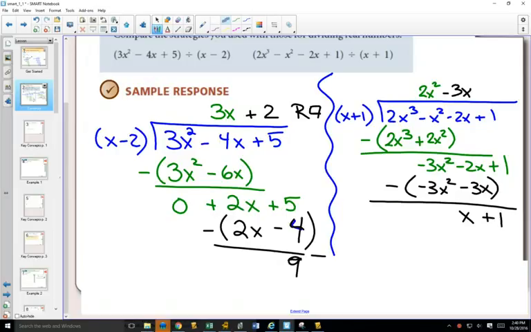And then 1 is now my biggest number. What do I have to multiply x by to get x? 1. 1 times x is x. 1 times plus 1 is plus 1. When you subtract, you get 0. So this one has no remainder.